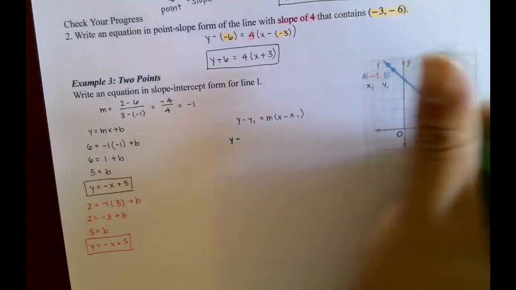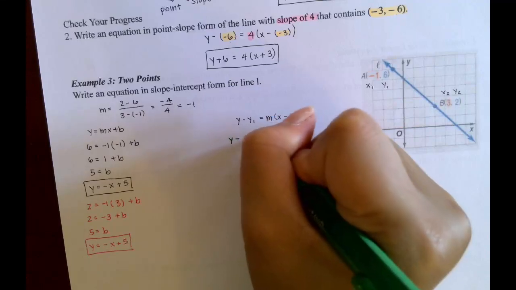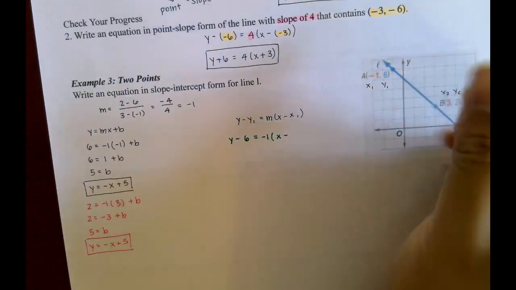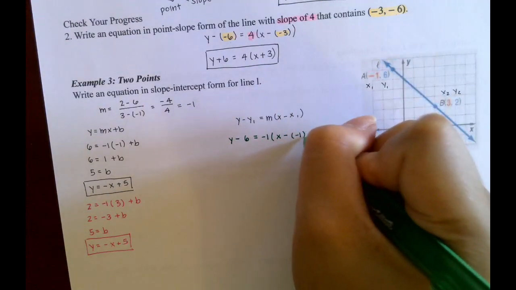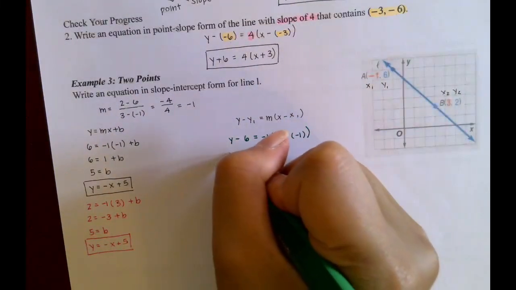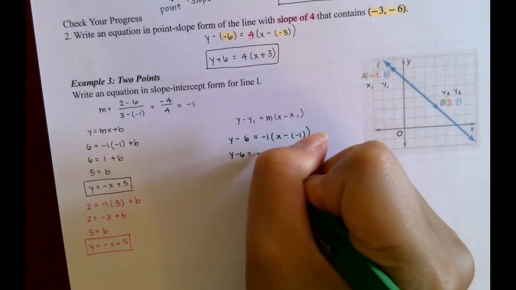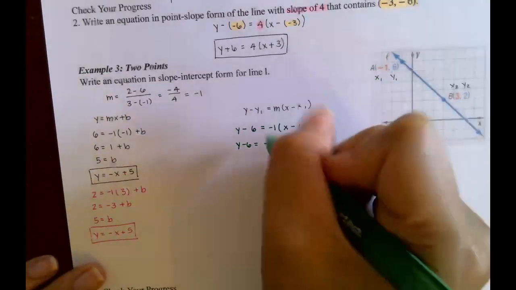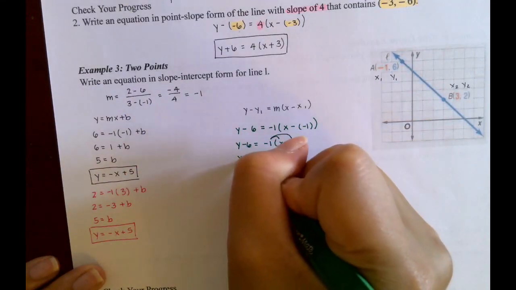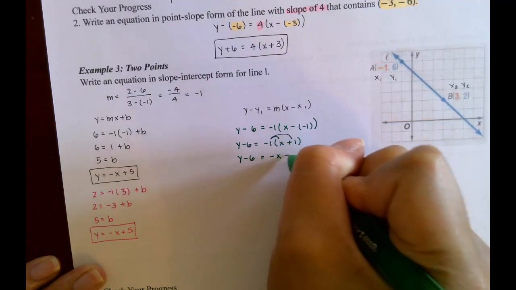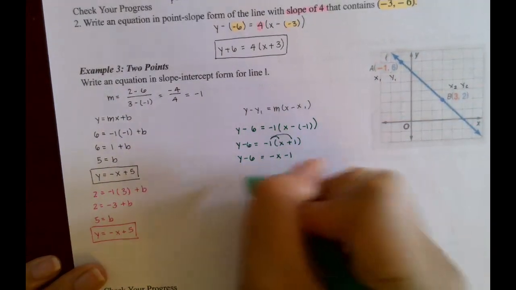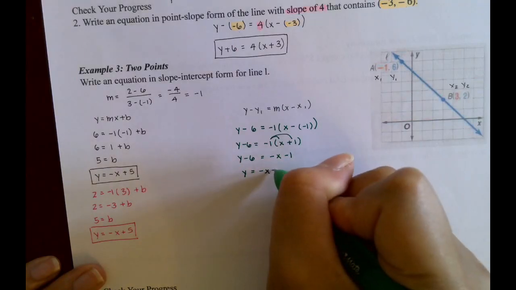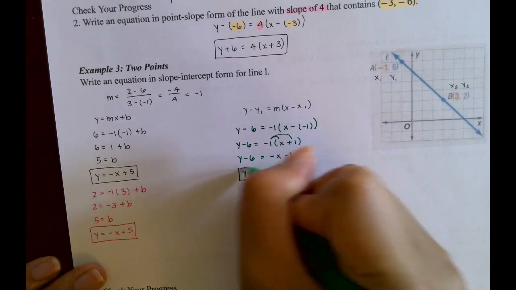So y minus y1, 6, equals my slope, which is -1, x minus x1, -1. Okay? So this is y minus 6 equals -1, x plus 1, right? Because minus negative is plus. I'm going to distribute this. So y minus 6 equals -x minus 1. Add the 6 to both sides, and then -1 plus 6 is 5. And you'll see I get the same thing.